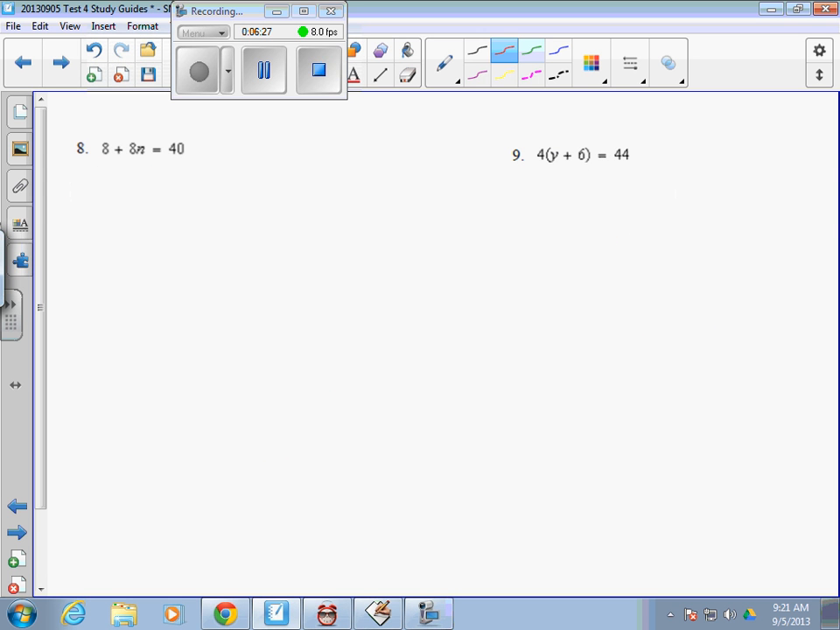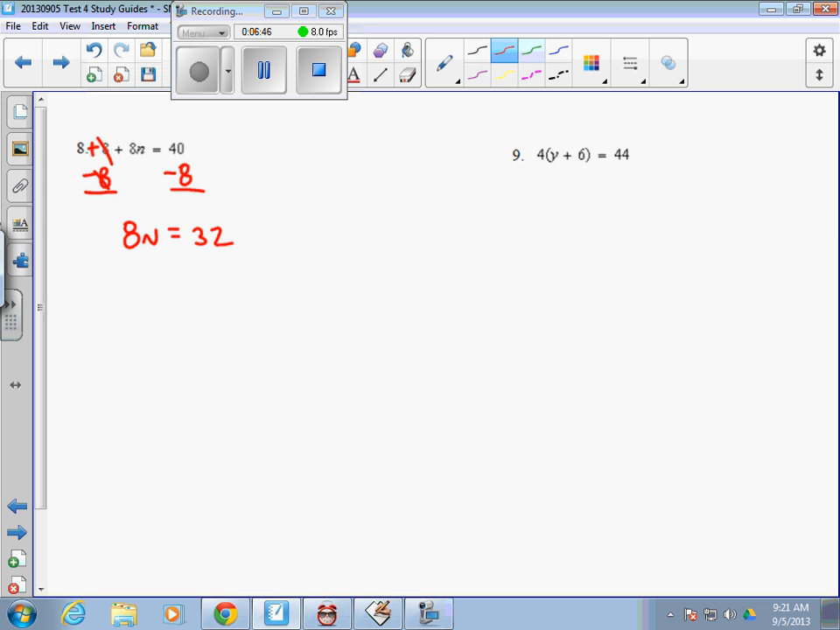Number 8 says 8 plus 8n equals 40. This is a positive 8 up front. That's the same thing as plus 8. So undo plus 8 by subtracting it. If you subtract 8 from the left, do the same to the right. It'll cancel out and leave you with just 8n on the left. And 40 minus 8 is 32.